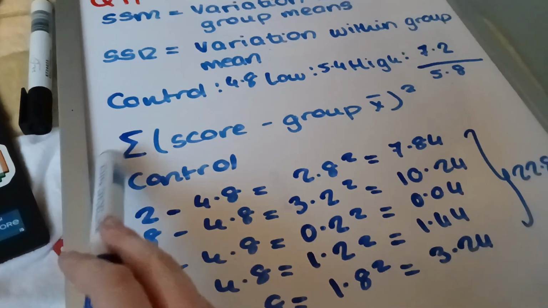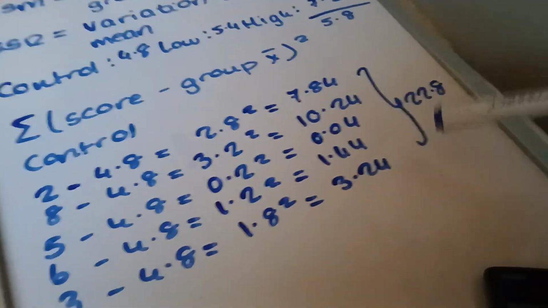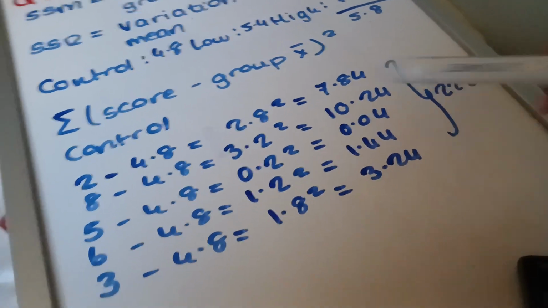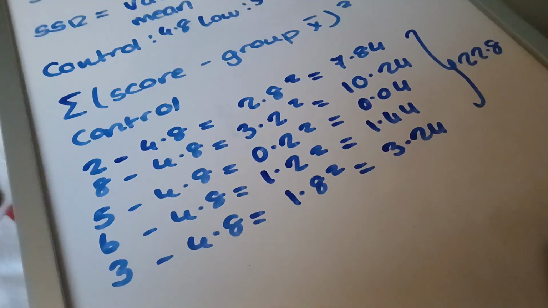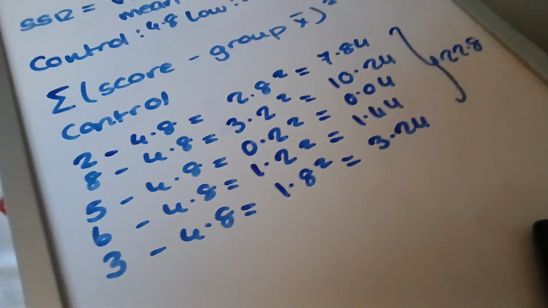So again, the formula: sum of the score minus the group mean, squared. So you're repeating that for all 3 groups. I'm just going to do that. I found this one here. So 22.8 is the sum of control. I'm just going to find the sum of this, and then we'll move on.